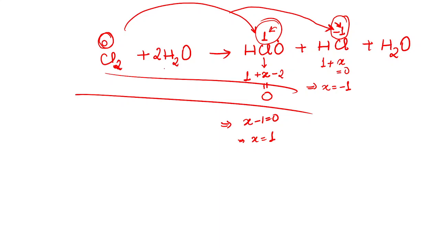Now I'll be showing you more examples of how to calculate the oxidation state, because this is very important. Without the oxidation state you cannot balance the reactions. I'll show you some more examples for the procedure of calculating oxidation state. Let us see one by one. Let me take one question. This question is from your NCERT textbook.